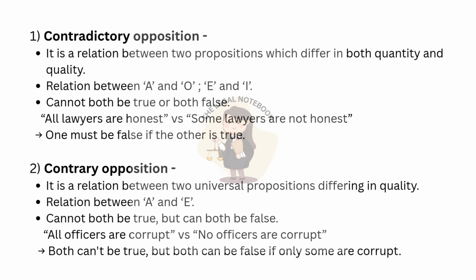2. Contrary opposition. It is a relation between two universal propositions differing in quality. Relation between A and E. They cannot both be true, but can both be false. All offices are corrupt, versus no offices are corrupt. Both can't be true, but both can be false if only some are corrupt.